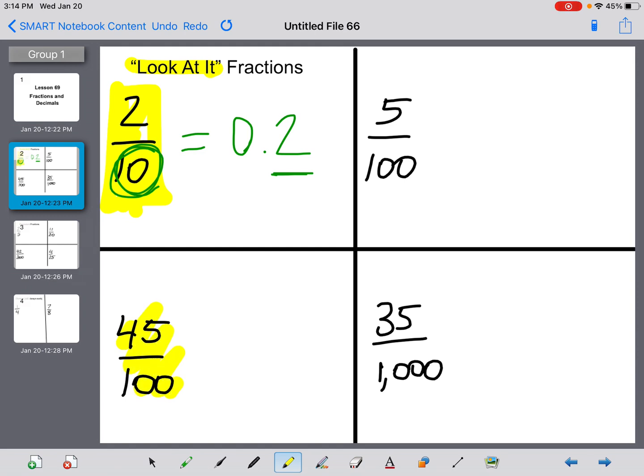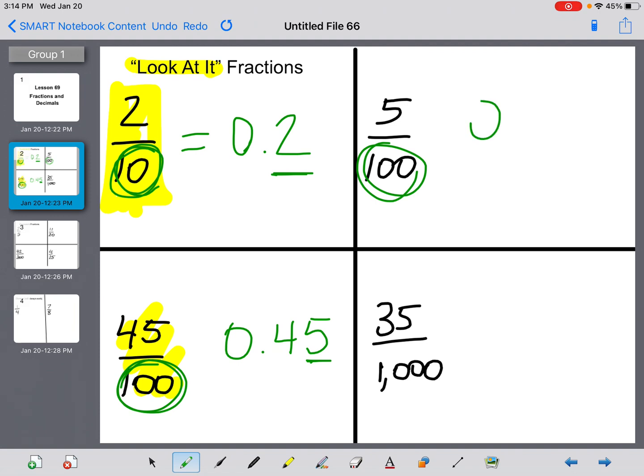Same for 45 hundredths, right? All we have to do is just look at that fraction. Because we have a denominator of 100, we know our last number needs to be in the hundredths place. Same for 5/100, that's 5 hundredths. But in this case, we have to make sure that we have a placeholder 0 so that the 5 can be in the hundredths place.